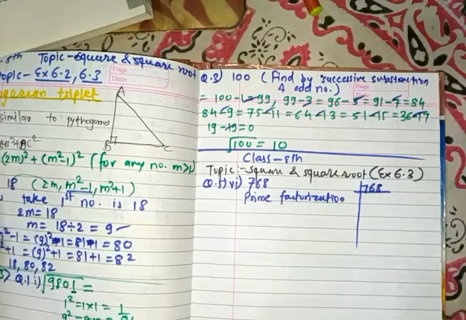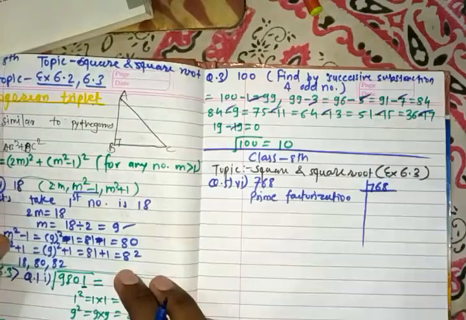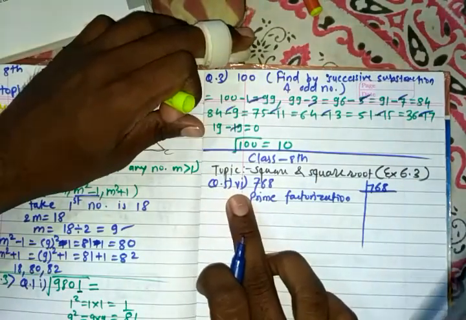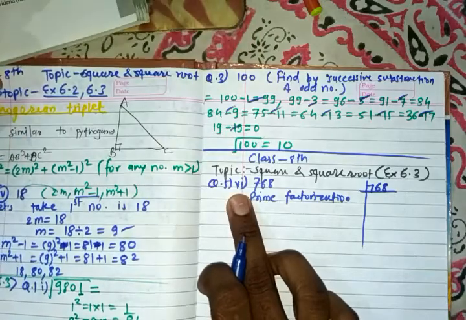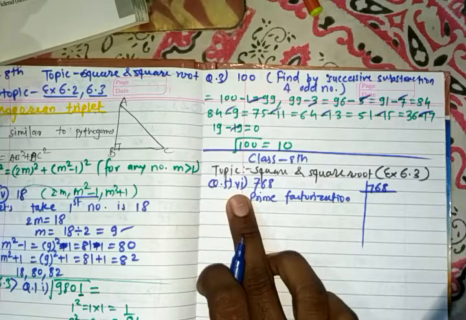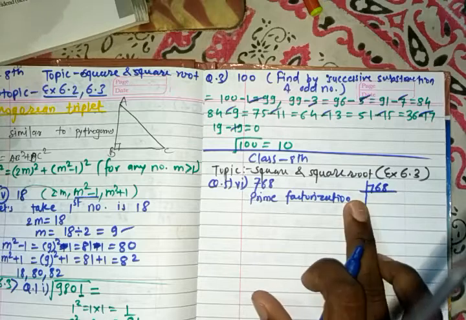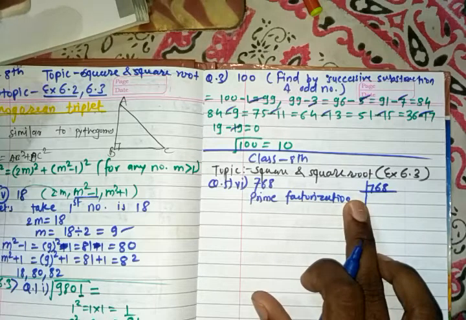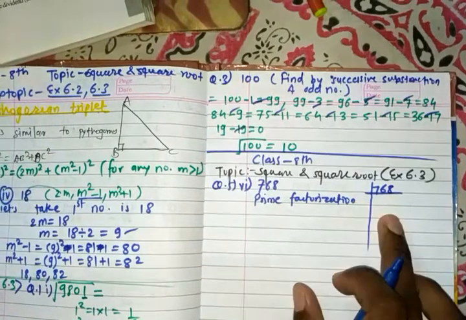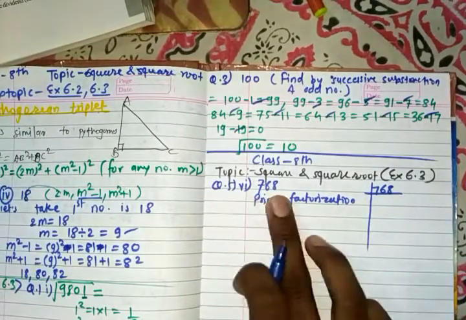Now students, today we are going to learn exercise 6.3, question number 5 and 6, which is based on square and square root. We have to find the square root of the square number so obtained. Means it is not a square number. We have to first make it a perfect square, and after getting the perfect square we will find its square root. So I have taken question number 5, problem 768.